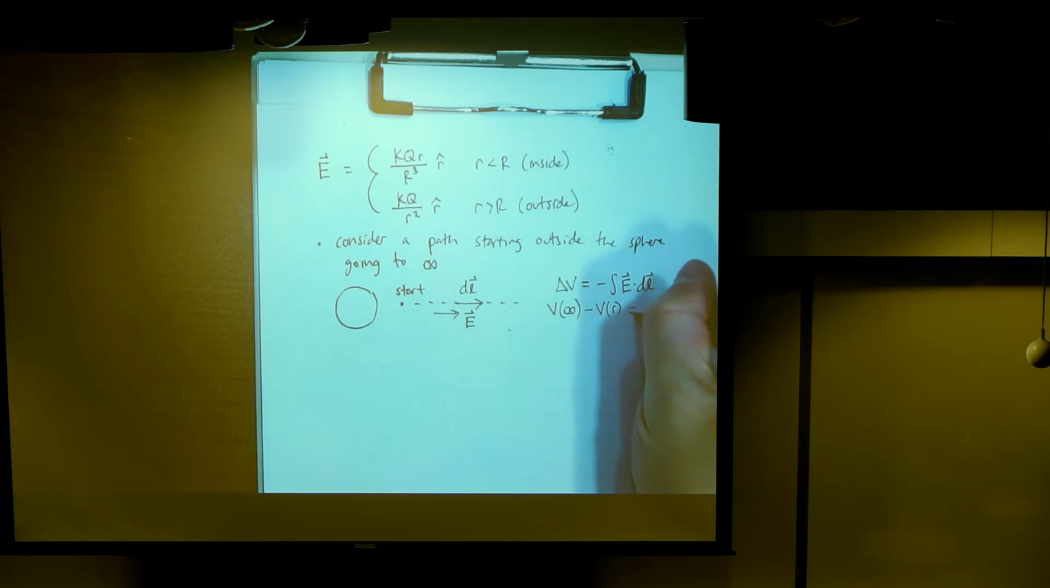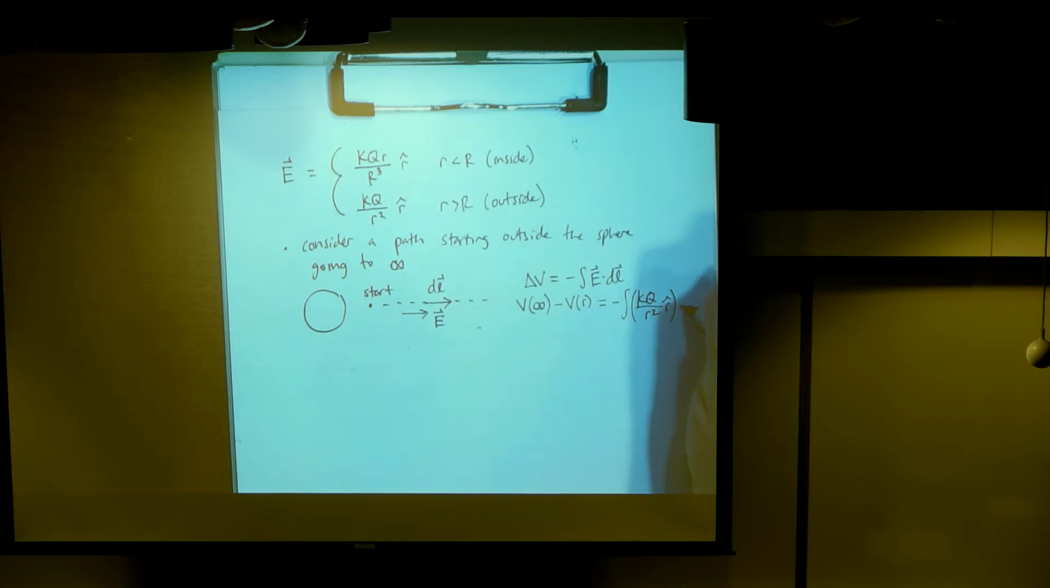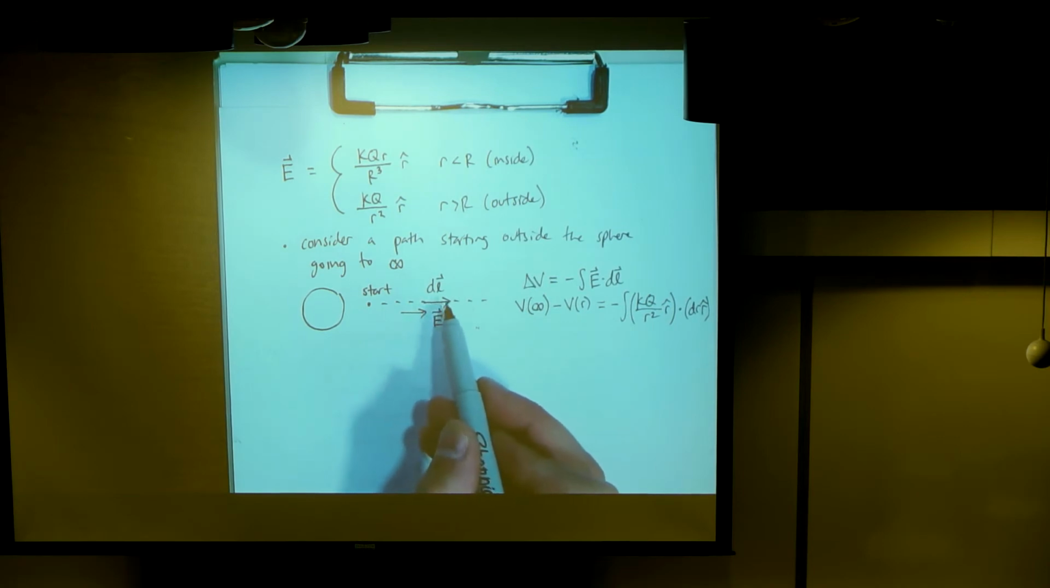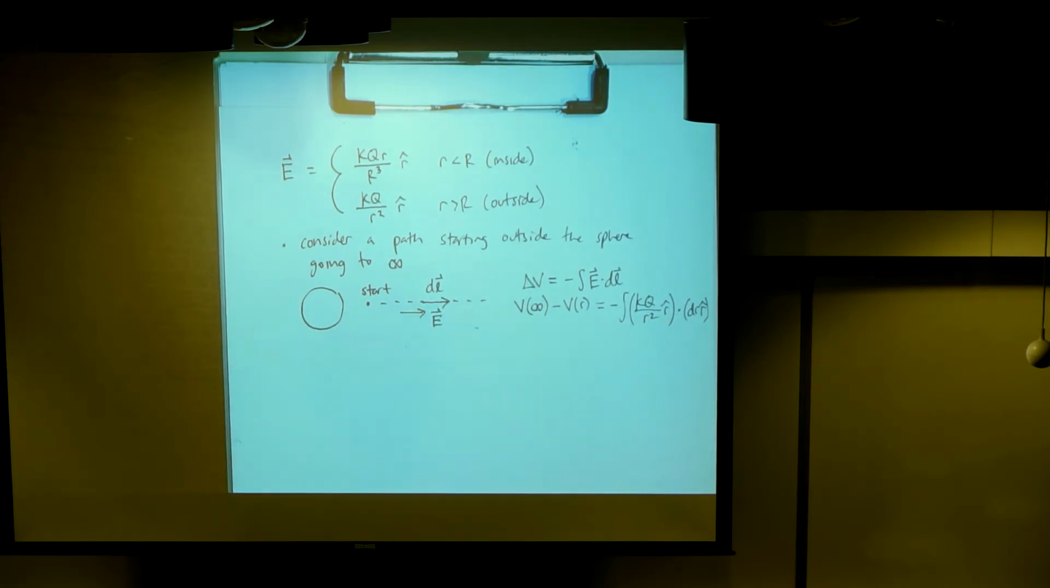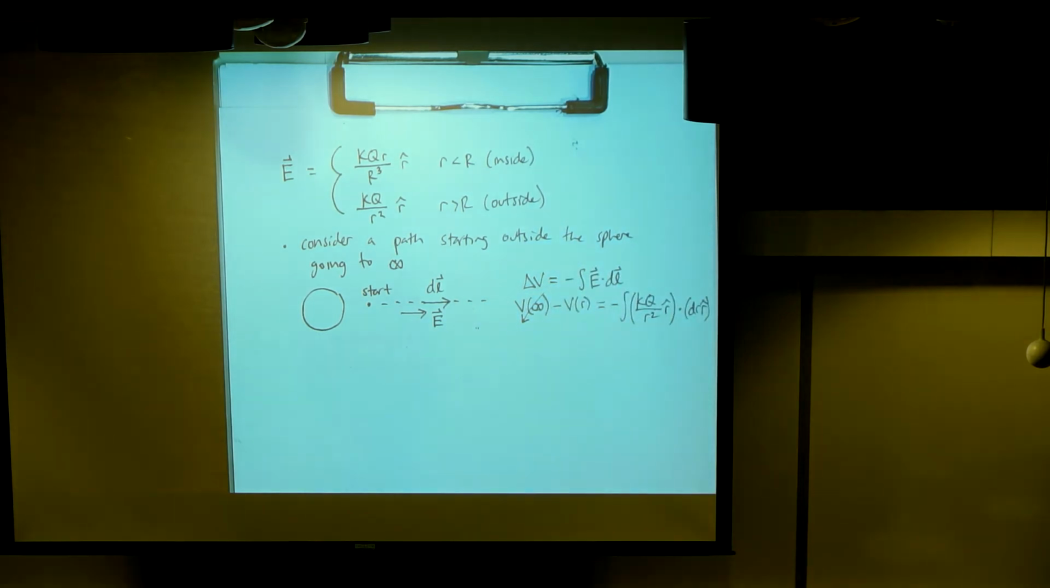Okay, then we have integral E dot dl. So let's do that. What do we have? We have K, Q divided by R squared in the R hat direction, dotted with dr times R hat. That's just, again, how we write a little bit of displacement dl along the path. Okay? So a lot of this is going to look familiar, right? We've done this already. What's V of infinity? 0. That's where we set the 0 point.